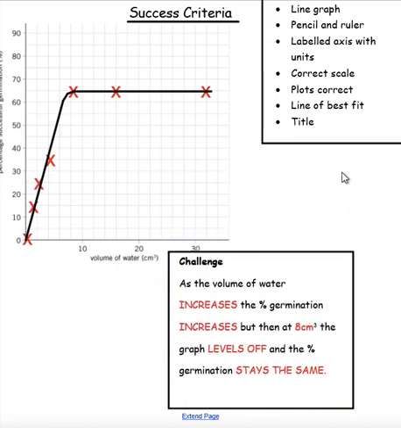Hopefully once you've got that done, we should see that as the volume of water increases, so as we go along this x-axis, we're increasing the volume of water we're adding, our line is going up, we're increasing the percentage of seeds that successfully germinate. But what we notice is when we get to 8 centimetres cubed, the graph levels off. So the graph has stopped going up. The percentage that has germinated is remaining the same. It's not going up or coming down. So have a think about what that tells you about the ideal amount of water that we could add to get maximum germination from our seeds.